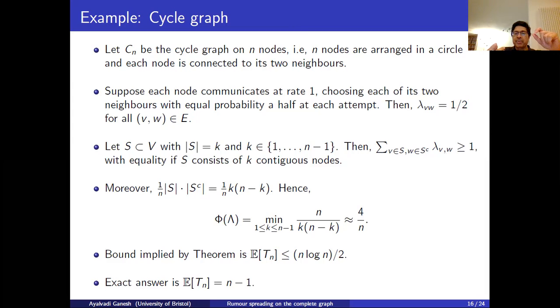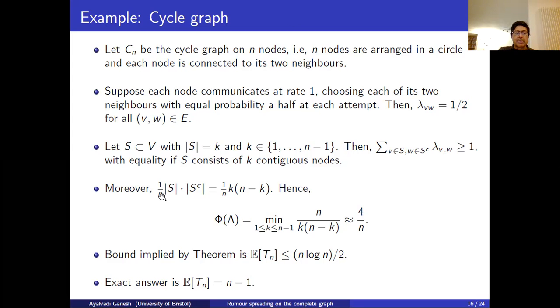Because if they are next to each other, the only edges between S and S complement are at the two ends of this string of vertices, right? So there's one edge from the left end, one from the right end. There's rate half of communicating along this, rate half here, you add them up, the total rate is 1. If the vertices are more spread out, then there are more than two edges. And so the sum of half over all the edges ends up being bigger than 1. So the smallest value it could possibly have is equal to 1. And you get equality if the k nodes are all next to each other.